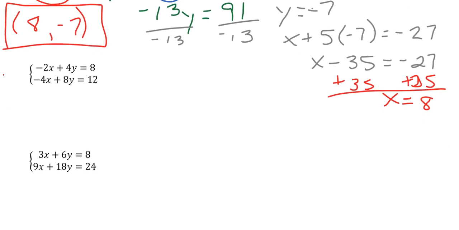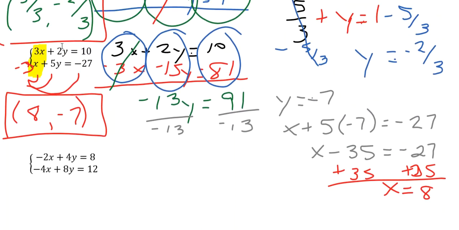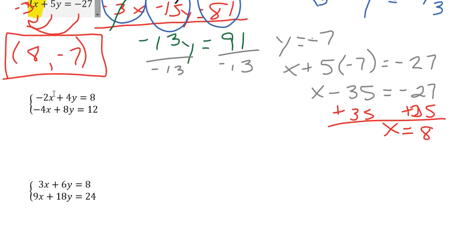Okay, so the next one, I noticed my x's don't have the same number. My y's don't have the same number. Neither one of them have opposite signs, so I'm going to have to make that occur again. On the last one I made, which one did I make? On the last one we made the x's be this opposite sign, so let's just mix it up and make the y's be the opposite sign this time.